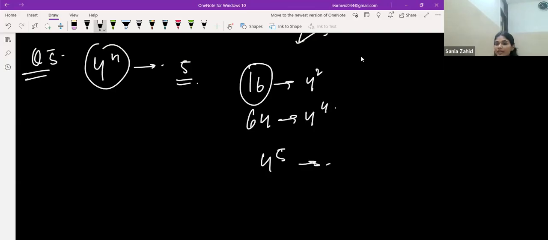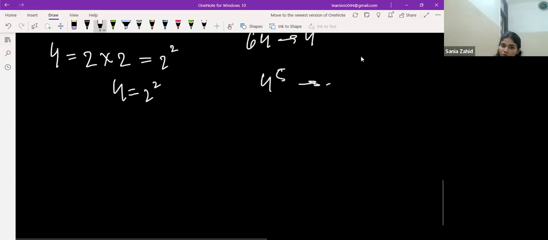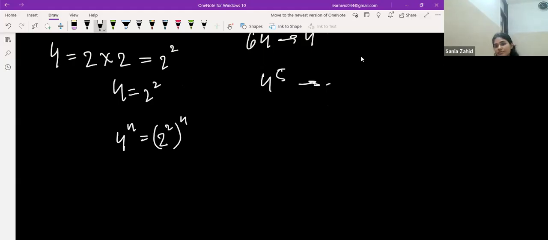So when I break down 4, how do I break down 4? 4 is written as 2 into 2, or I can say 2 to the power 2. Yes, 2 square. So 4 is equal to 2 square. So 4 to the power n is equal to 2 square to the power n. When I put the power n over here, I also have to put a power on the right hand side. Is this clear? So 4 to the power n is equal to 2 to the power 2n.